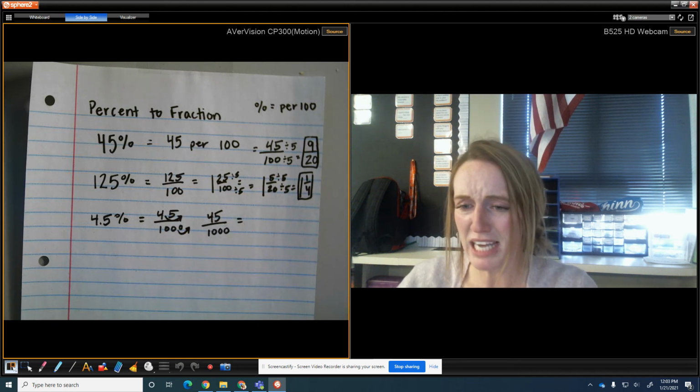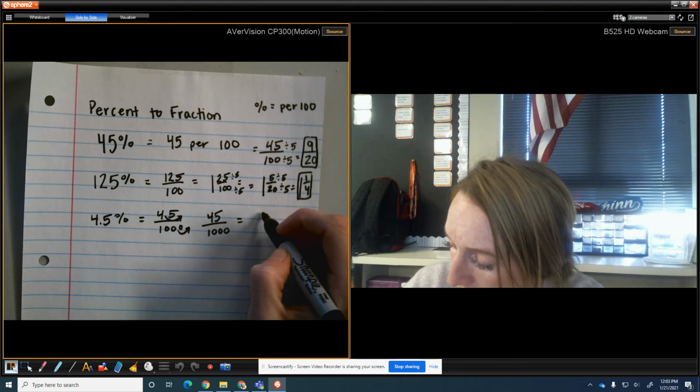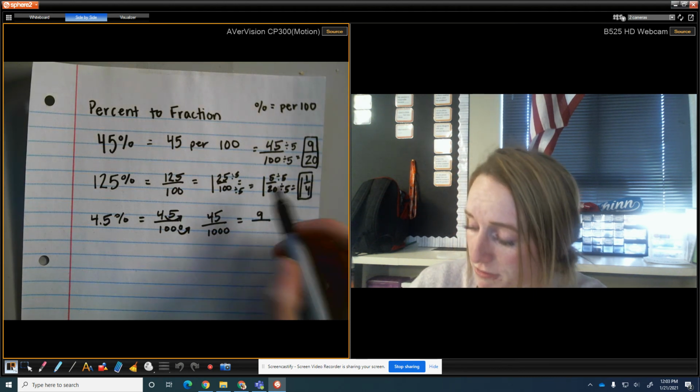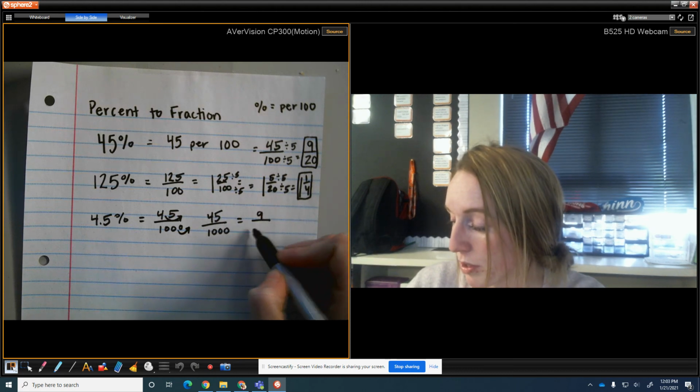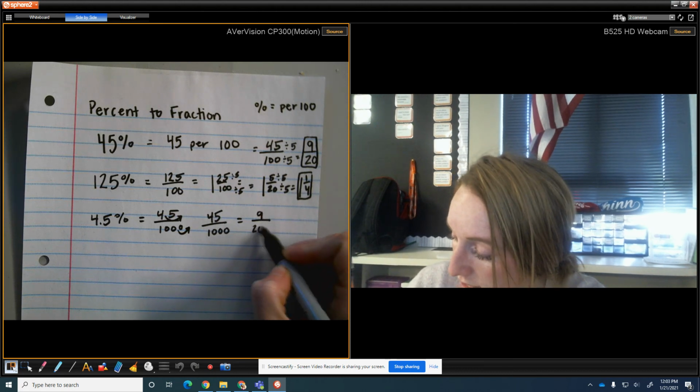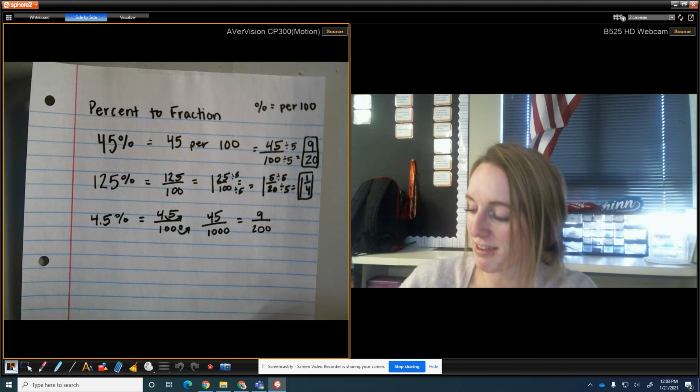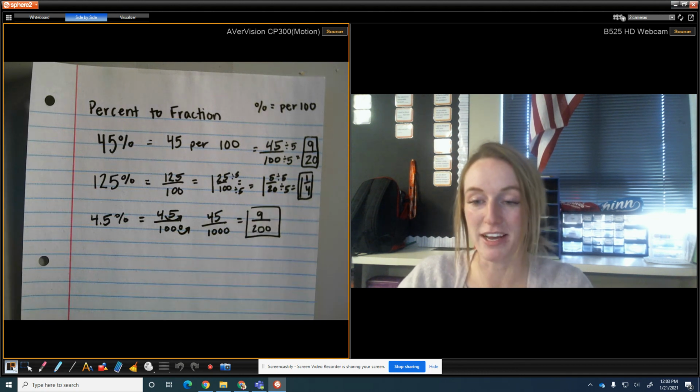So I know that 5 goes into both of these, so I'll have 9, and 1,000 divided by 5 would be 200, and I don't believe there's a number that goes into 9 and 200. Of course, I'll double check, but that should be my final answer. So those are just a few scenarios. I hope you can use this to help.